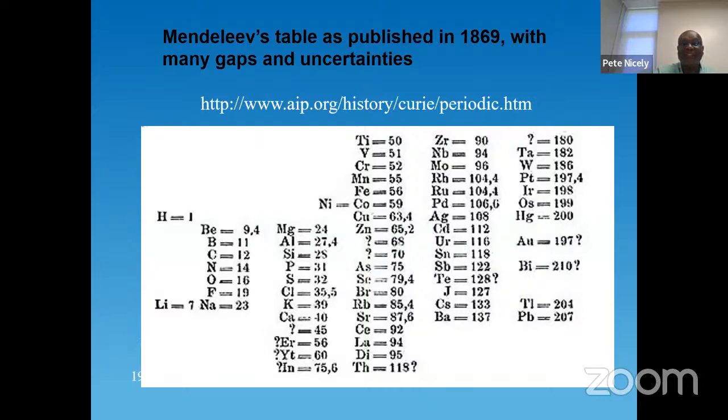And this is the original periodic table that he came up with. Of course, this is translated into English. And there are some question marks here, which represent elements that were not yet discovered, such as the question mark here, question mark here, and so on and so forth.